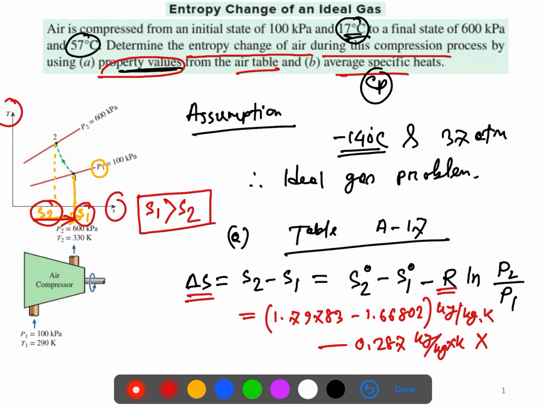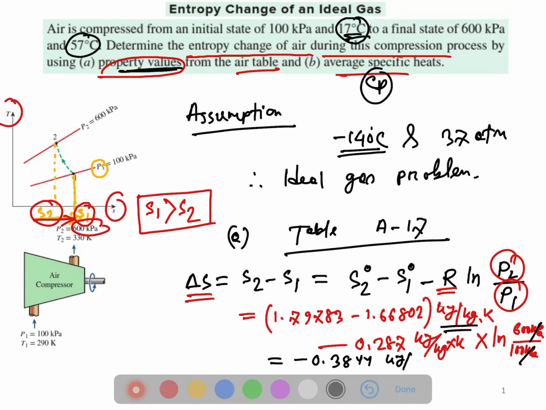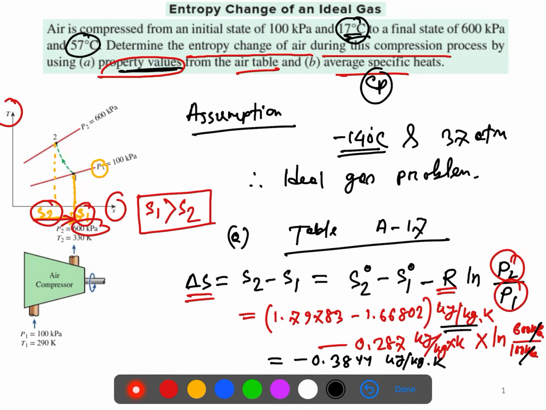And what else do we have? Ln of the pressures P2 over P1. The final pressure P2 is 600 kPa, and P1 is 100 kPa. If we simplify this, guys, look here, you can cancel out the kPa. So our overall unit will be kilojoule per kg Kelvin, and the value will be negative 0.3844 kilojoule per kg Kelvin. So this is the entropy change.